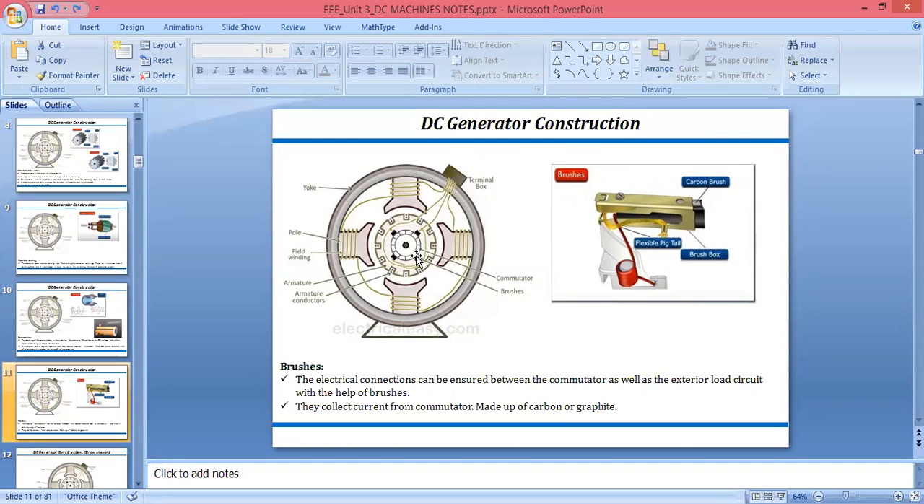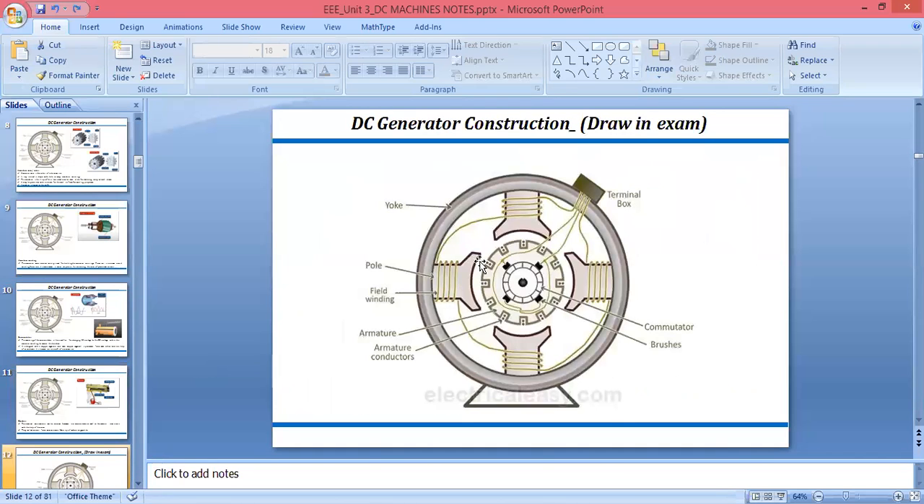So वो brush क्या कर रहा है? It is only helping to make connection of commutator with external load circuit. जो हम बाहर से कोई भी external दे रहे हो तो we can connect by using the brush box, and they will collect current from the commutator. Brushes are made up of carbon or graphite.